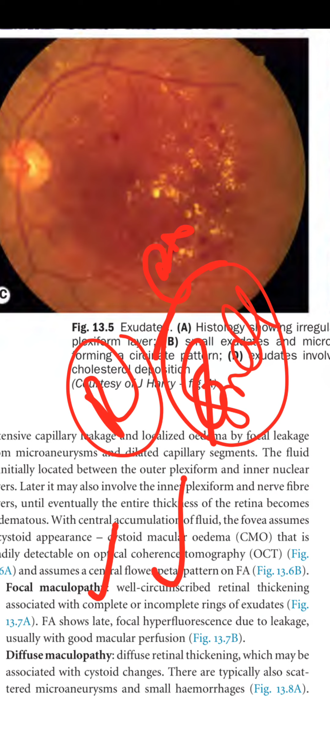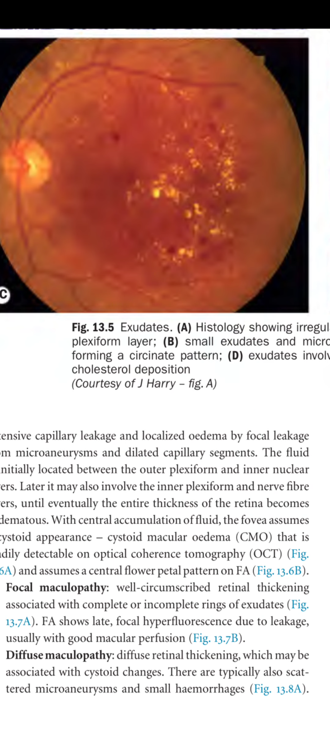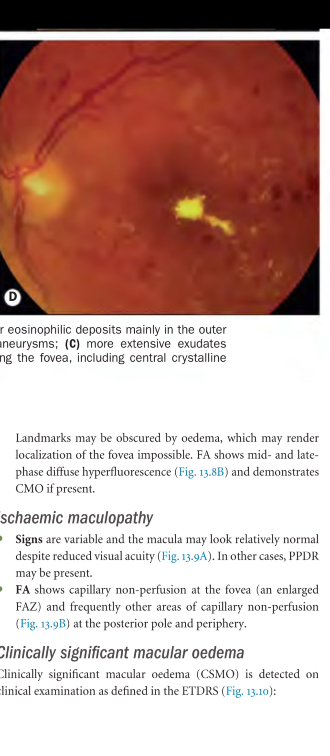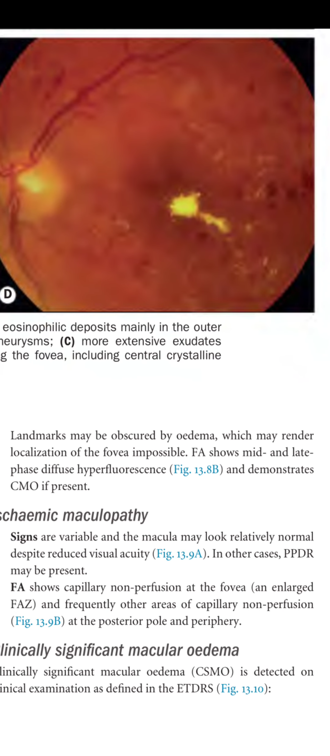Diffuse maculopathy shows diffuse retinal thickening, which may be associated with cystoid changes. There are typically also scattered microaneurysms and small hemorrhages. Landmarks may be obscured by edema, which may render localization of the fovea impossible. FA shows mid to late phase diffuse hyperfluorescence and demonstrates CMO if present.